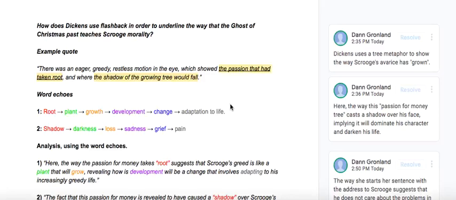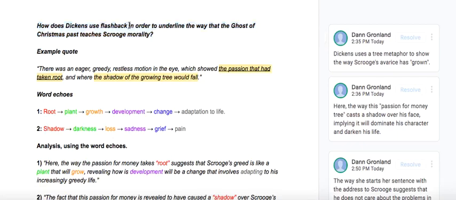So I'm just going to quickly talk you through what I want you to have a go at once you've finished reading through on that final section of Stave 2. So the overarching question that I want you to be thinking about is this one. How does Dickens use flashback in order to underline the way that the Ghost of Christmas Past teaches Scrooge morality?